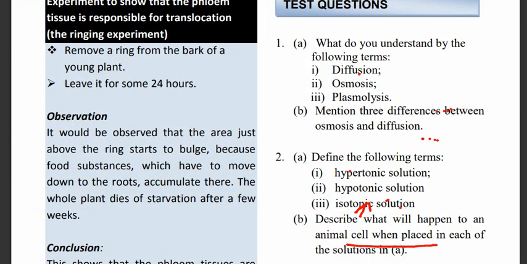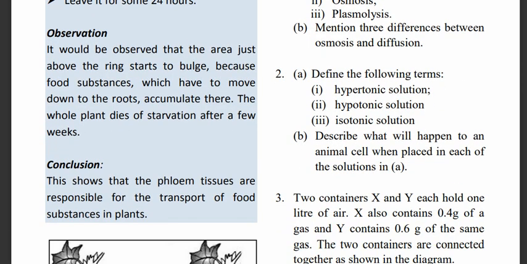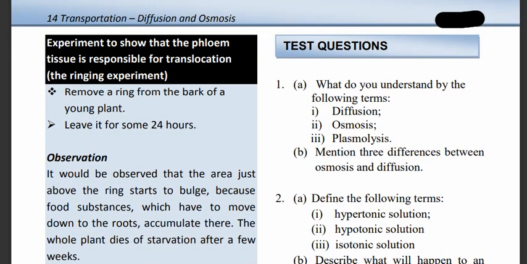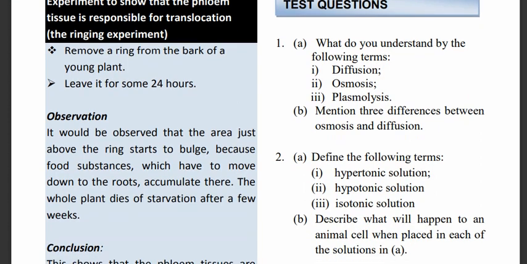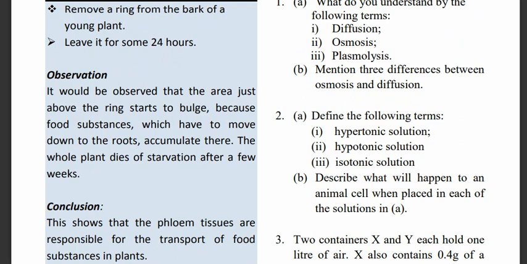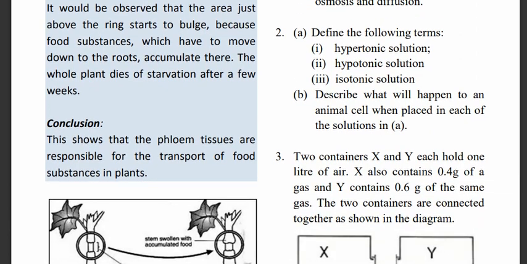Now there's an experiment to show that the phloem tissue is responsible for translocation: the ringing experiment. We remove a ring of bark from a young plant and leave it for some 24 hours. It will be observed that the area just above the ring starts to bulge because food substances which have to move down to the roots accumulate there. The whole plant dies of starvation after a few weeks. Conclusion: this shows that the phloem tissue is responsible for the transport of food substances in plants.